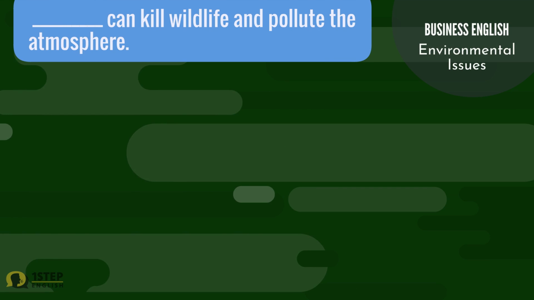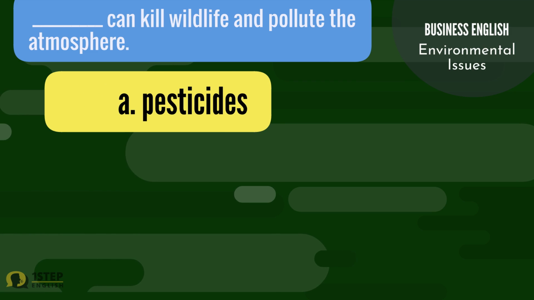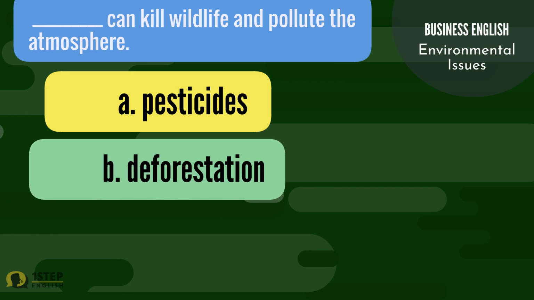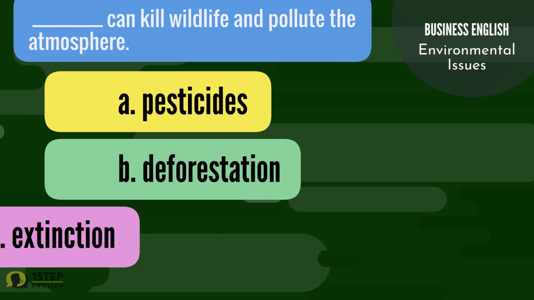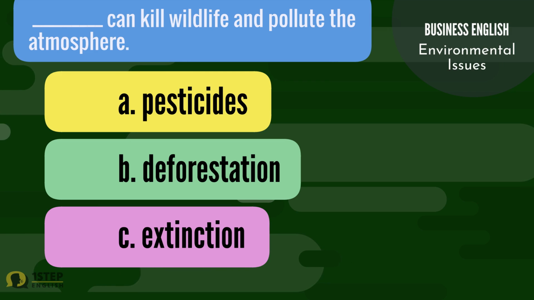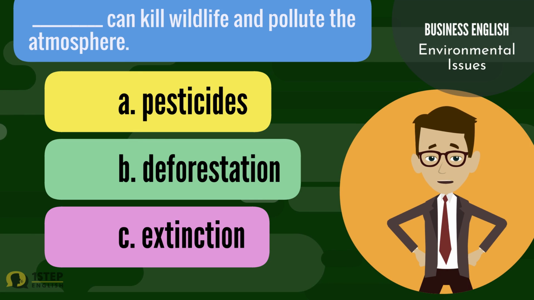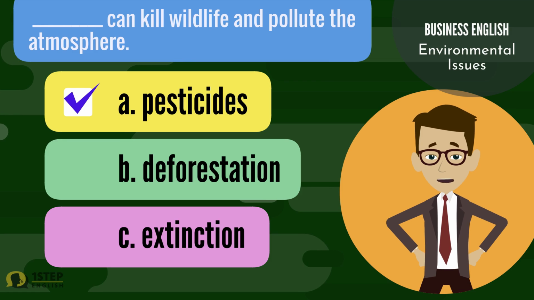Can kill wildlife and pollute the atmosphere. Letter A. Pesticides. Letter B. Deforestation. Letter C. Extinction. The correct answer is letter A. Pesticides. Pesticides can kill wildlife and pollute the atmosphere.